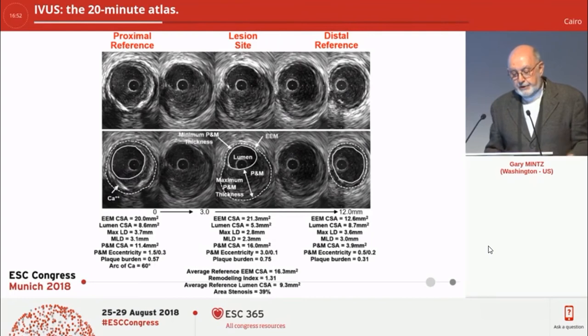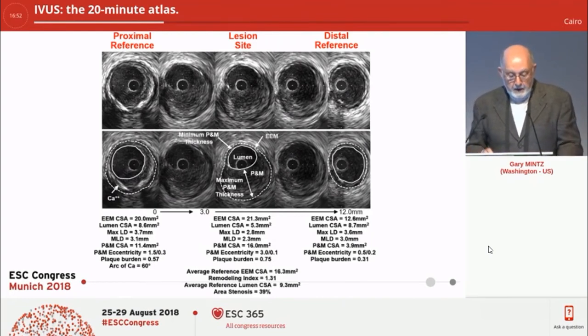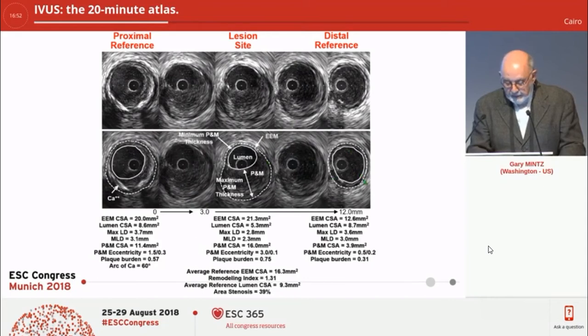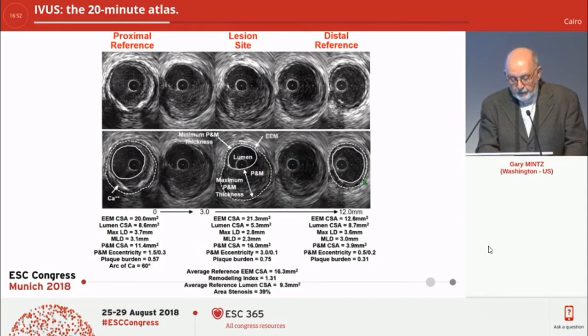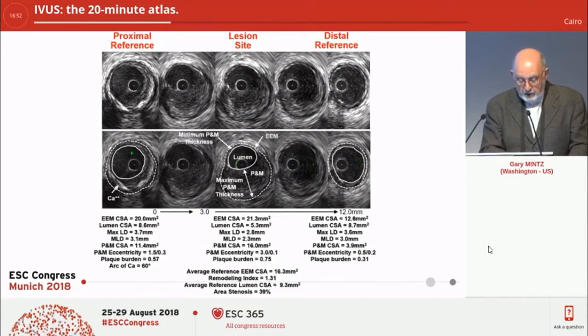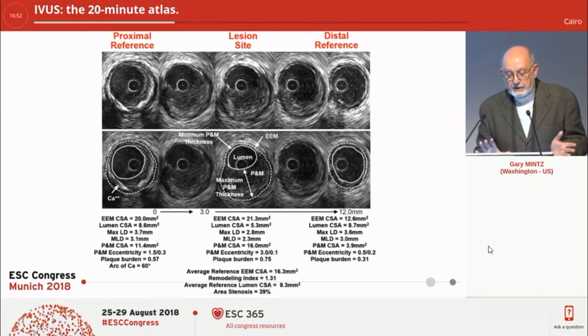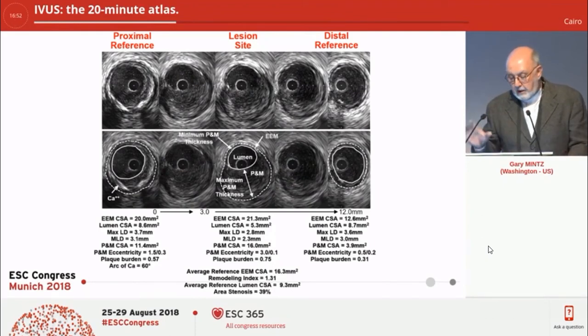A complete analysis pre-intervention is shown here. We look at the proximal reference, the distal reference, and the lesion. We measure the lumen and the adventitia at the proximal reference, lesion, and the distal reference. And we do a series of calculations. For example, the relationship between the lesion lumen and the lumen of the distal and proximal reference represents an area stenosis. And we look at plaque burden at each of these segments. It seems like a lot of work, but most of this is a calculation, and it really only involves drawing 3 circles.